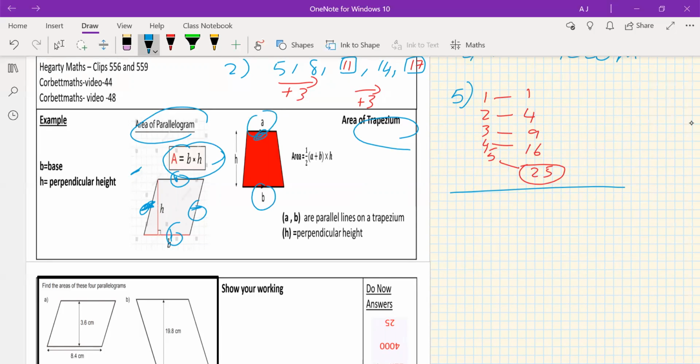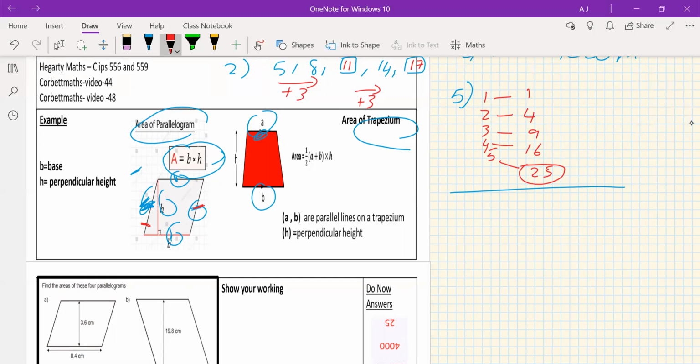The height is the perpendicular height we are using, not the slanted height. We are not using this side or that side. We are using the perpendicular height. That's the red line. Base times the height gives me the area of the parallelogram.